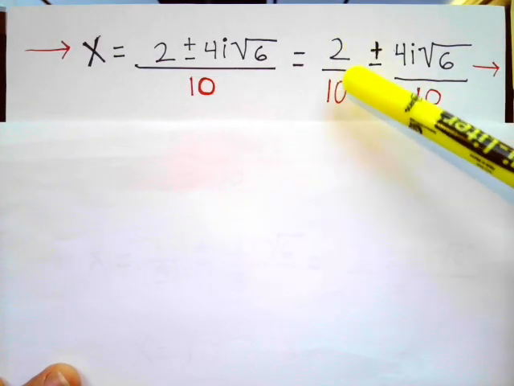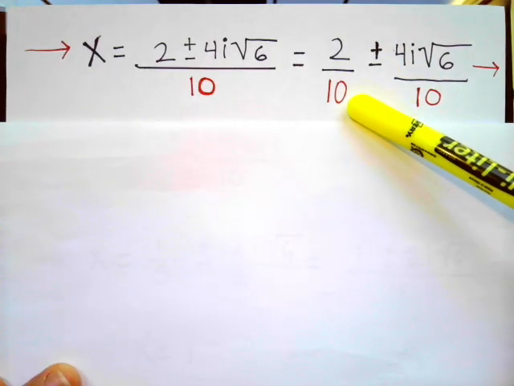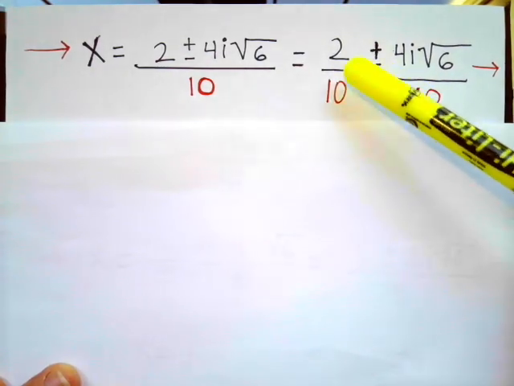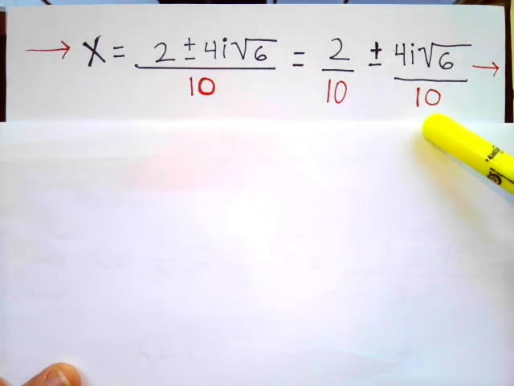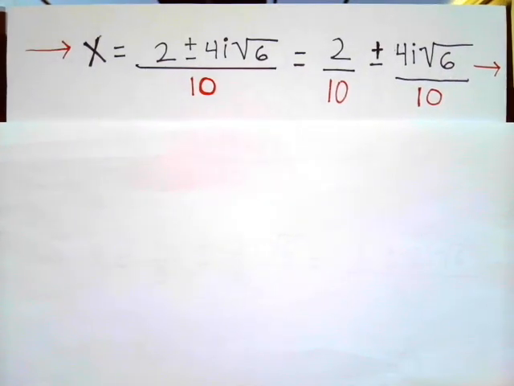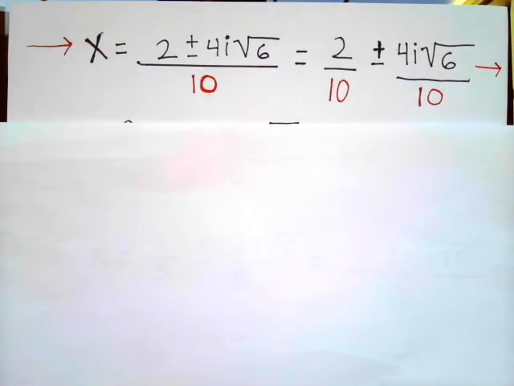So 2 over 10, is there a number I can divide into the top and bottom evenly without a remainder? Yes, there is. Is there a number I can divide into the top and bottom of 4 and 10 without a remainder? Yes, there is. I want to show that to you here in this next step.